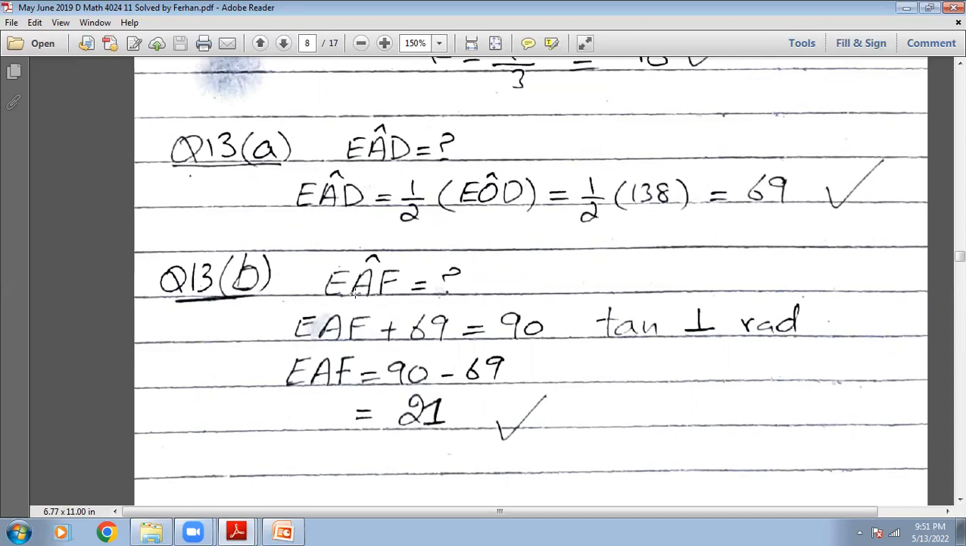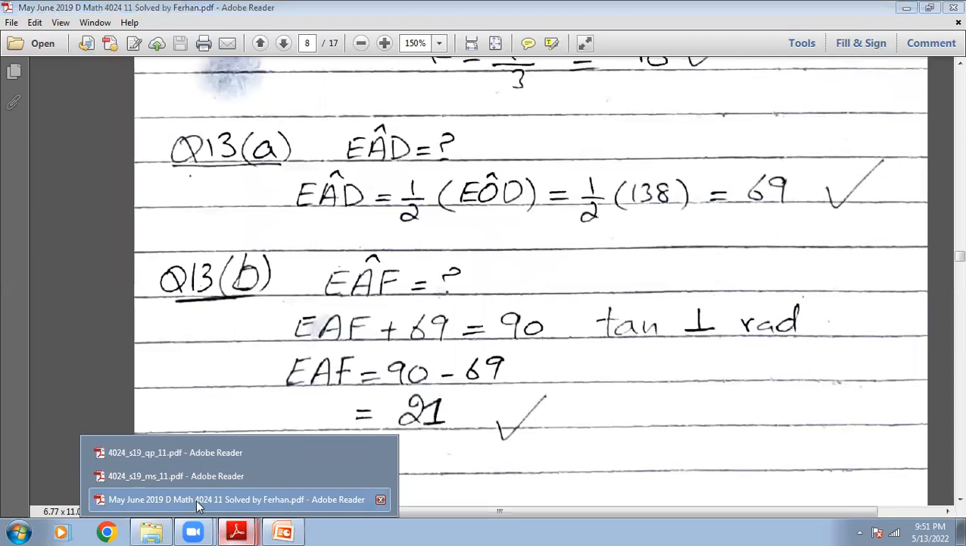The reason is very simple. The reason is that the angle at the center is 2 times the angle at the circumference. You have to write that also here. Angle at the center is 2 times angle at the circumference.